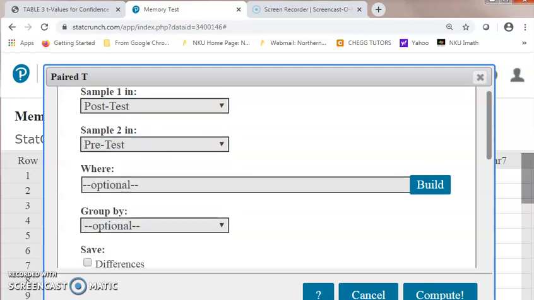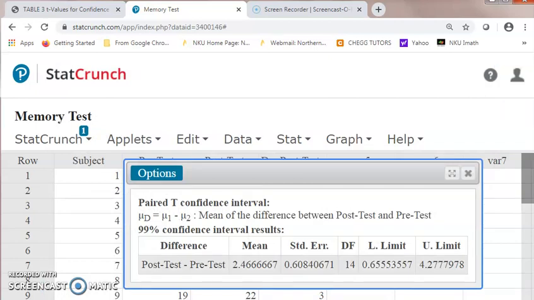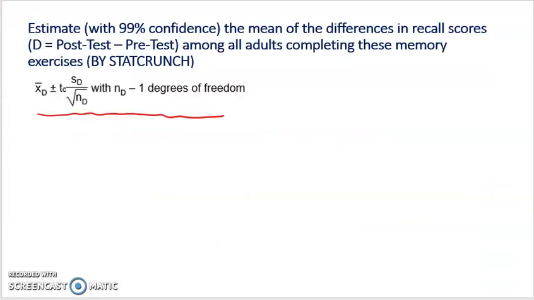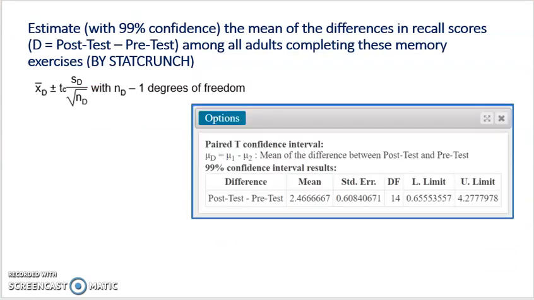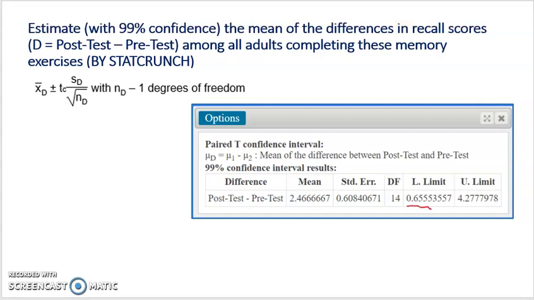I need to tell StatCrunch, so scroll down, that I want to do a confidence interval, and this is for 99%, and I compute. And notice what you have, lower limit and upper limit, lower limit in that line right there. So back to my PowerPoint slide. I've copied the StatCrunch file. After computing this confidence interval with StatCrunch, I have the lower limit, I have the upper limit of the mean of the set of differences.